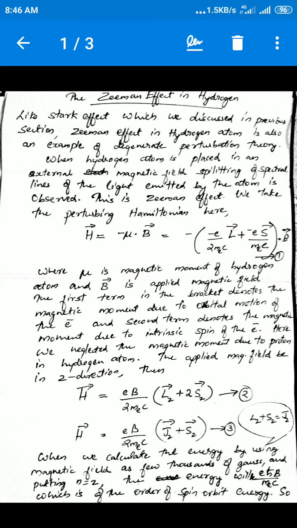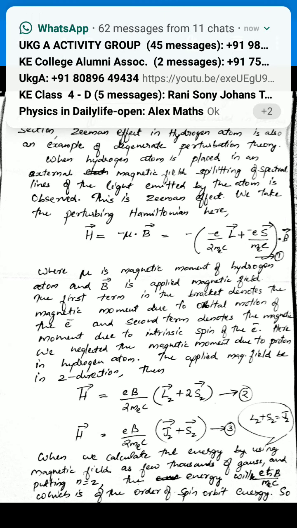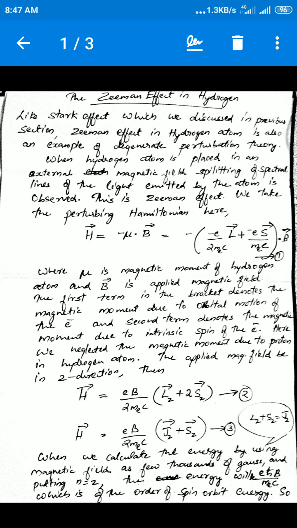Like the Stark effect, which we discussed in the last class, we have to discuss the Zeeman effect also. This is also one of the examples of degenerate perturbation theory. Zeeman effect in hydrogen: when a hydrogen atom is placed in an external magnetic field, the spectral lines will be split, and that effect is called the Zeeman effect.